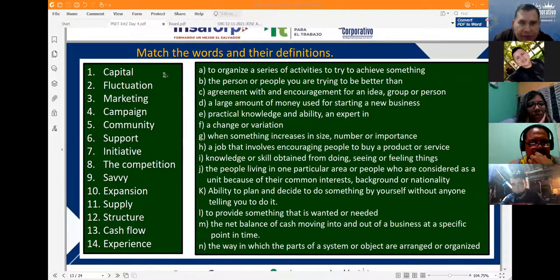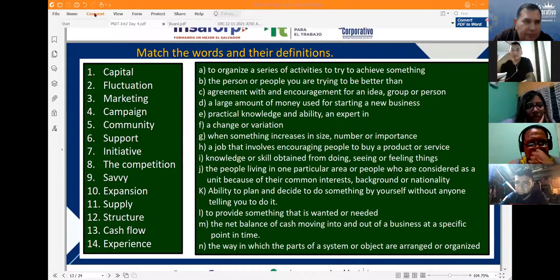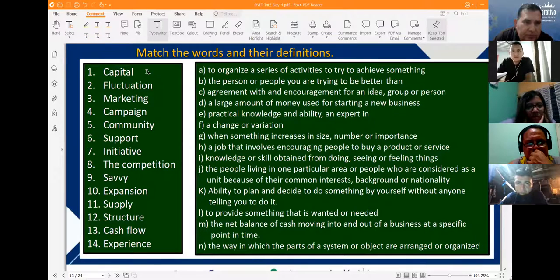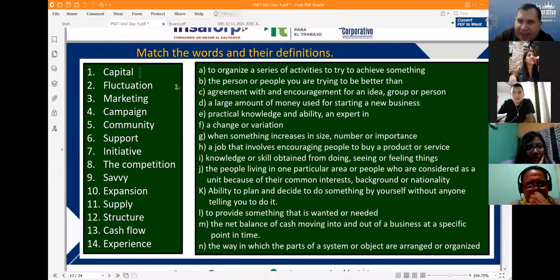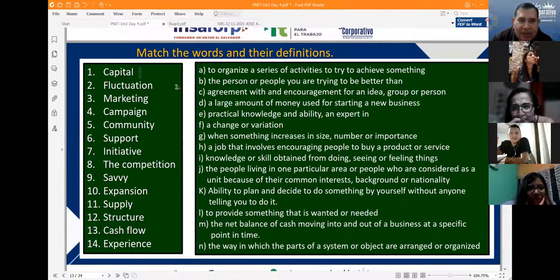Capital. What is the capital? Maybe letter D. Capital is mayúscula. It's the head city of a country. San Salvador is a capital. But talking about business, what is capital? Letter D. Yes, a large amount of money used for starting a new business. Letter D.